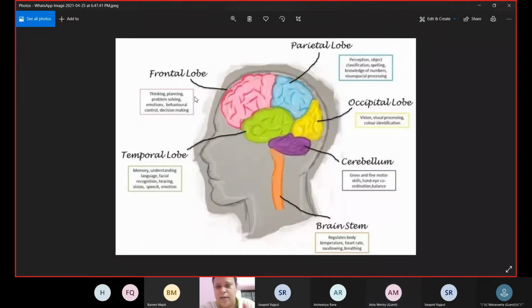So let me give an example. You just observe. Suppose this is an organ. This part will be the medial. But the little part here is the lateral.